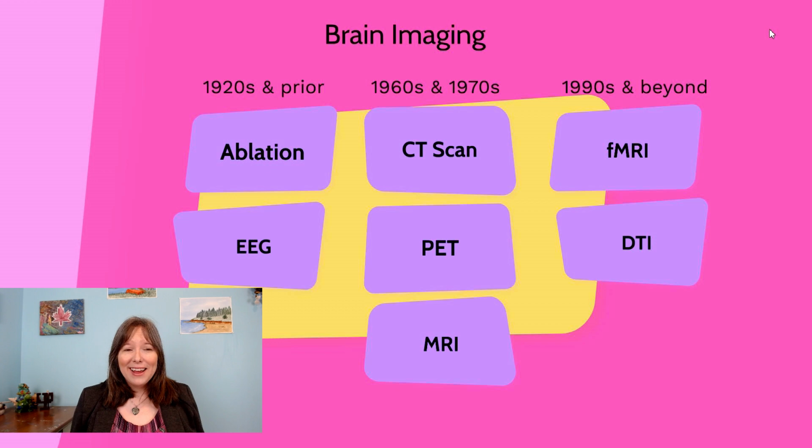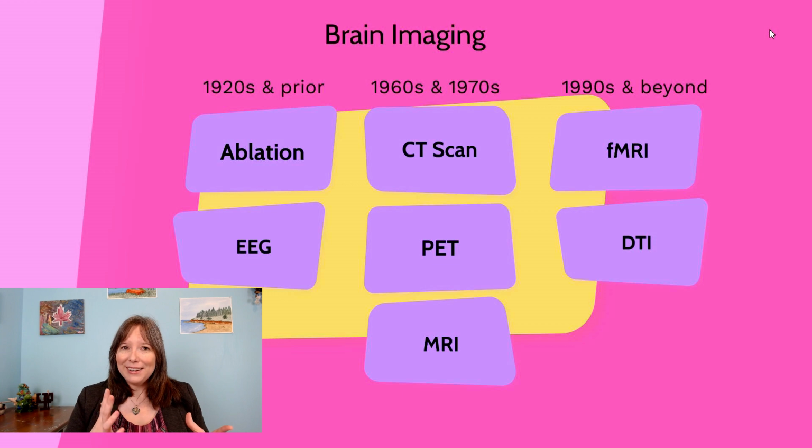What do we know about the brain? We're making large judgments about things that can occur in the brain, and how do we even know? Well, there are different types of brain imaging techniques, or not so much imaging, but brain mapping techniques, if you will. Two really occurred in the 1920s and before: ablation, or removal of brain parts, as well as the electroencephalogram, also called EEG.